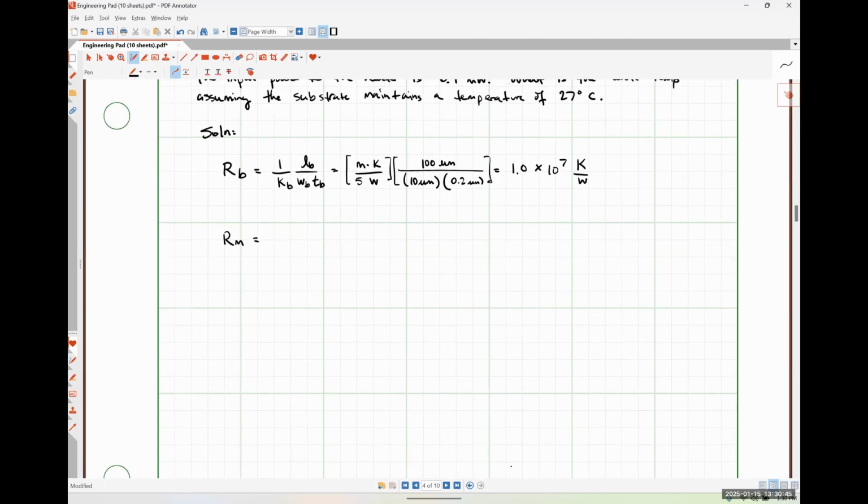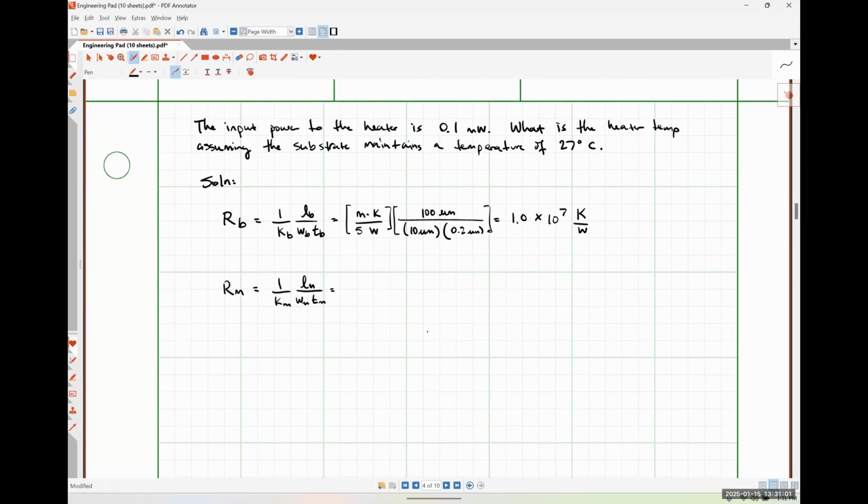So for my metal strip, I've got a similar length there. So that's going to be 1 over km times the length of the metal over the width of the metal times the thickness of the metal. Effectively, it's the exact same expression, except that I'm going to use that meters Kelvin, 240 watts down here. Everything else is the same, except my width is 8 microns instead of 10 microns.